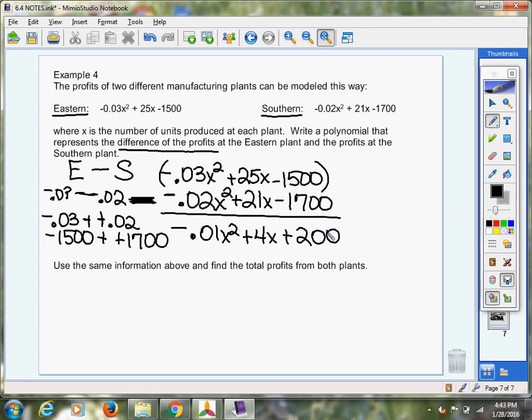Now we're going to use the same information above, and we're going to find the total profits from both plants. When they say find the total profits from both plants, they're not asking for the difference this time. They're asking for the sum. So this is going to be your extra credit problem. Take the same polynomials and find the sum, and you will find the total profits for both plants.